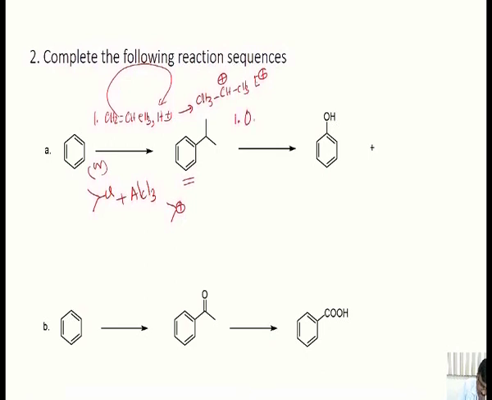First, we have to react with oxygen to form a hydroperoxide. Once you form the hydroperoxide, when you treat with acid, it can give phenol. When you react cumene with oxygen, the benzylic CH bond undergoes oxidation to give cumyl hydroperoxide.